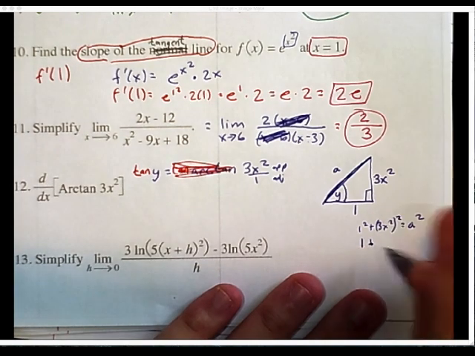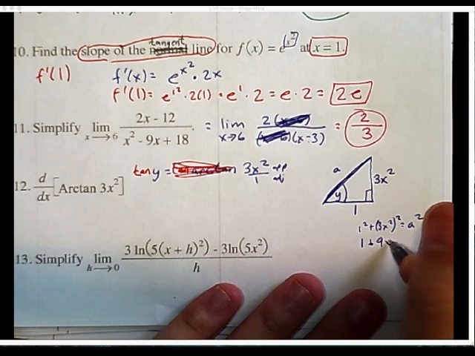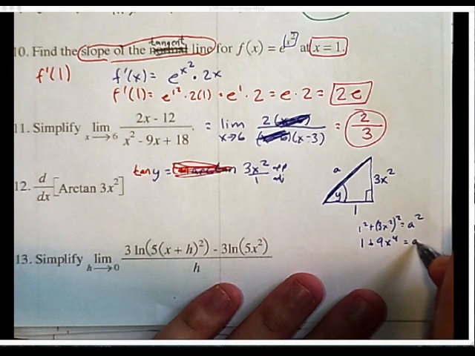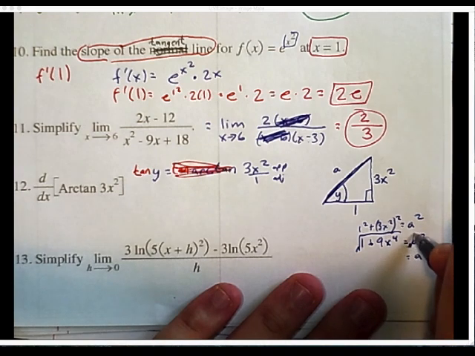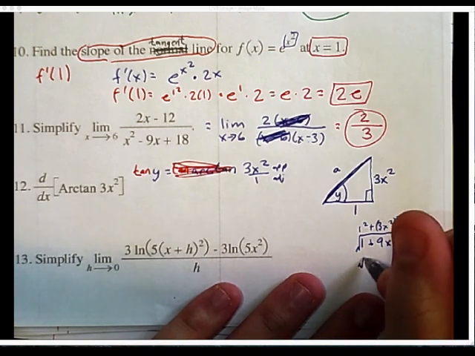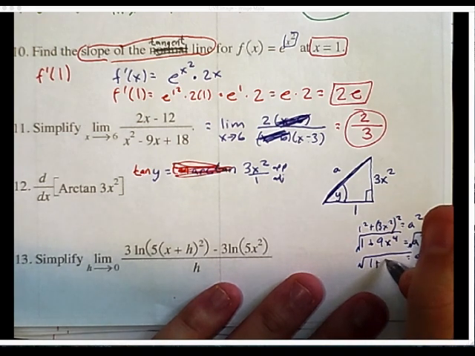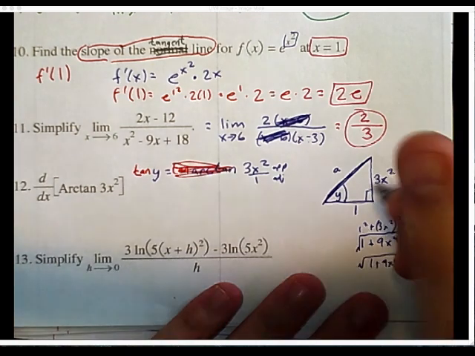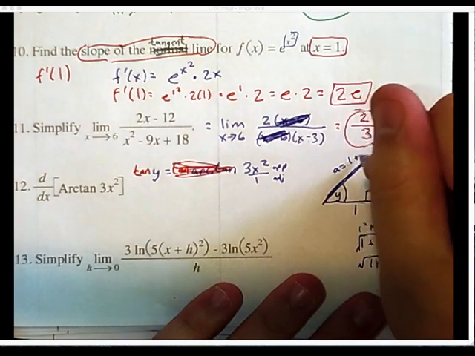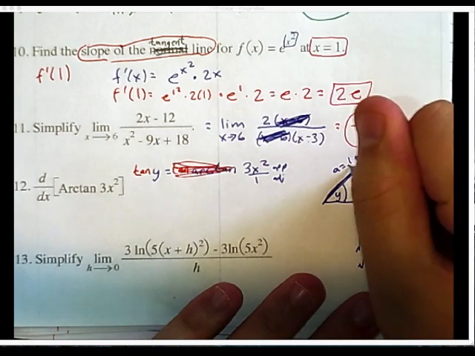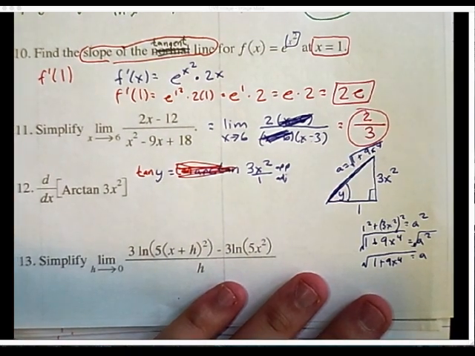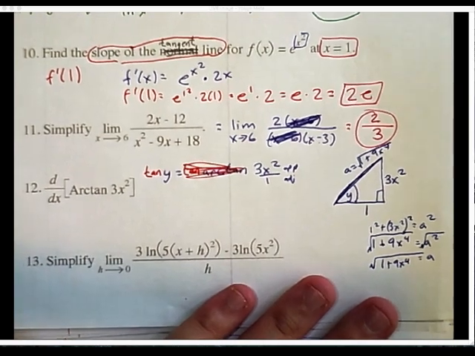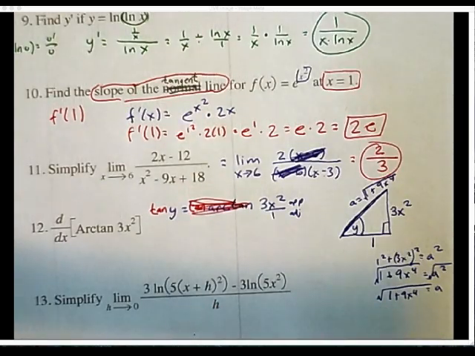If you actually multiply this out, 3 squared is 9. X squared squared is x to the 4th. That equals a squared. So if I wanted to figure out a, I would have to take the square root of both sides. So a would equal the square root of 1 plus 9x to the 4th. So there's our picture.